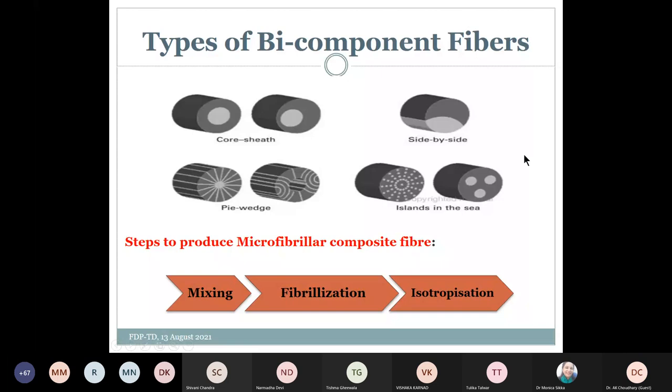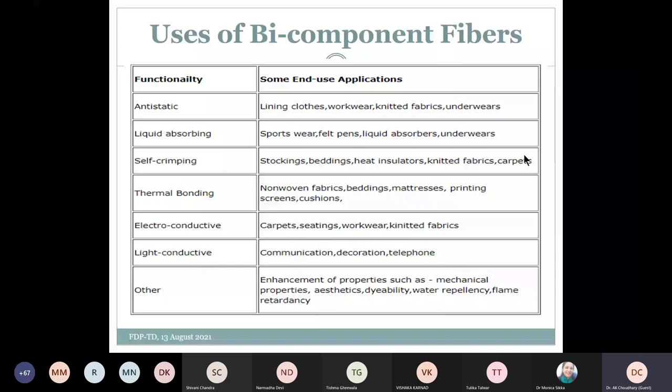Functionality, anti-static properties, liquid absorption, self crimping. Accordingly you can manufacture, accordingly you can design the fibers as per your requirement. You can combine the two fibers during the spin rate, before the spinning.